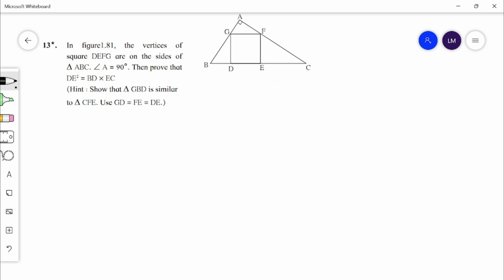In figure 1.81, the vertices of square DEFG are on the sides of triangle ABC. Angle A is equal to 90°. Then prove that DE square is equal to BD into EC. Now hint, here show that triangle GBD is similar to triangle CFE, and you have to use GD is equal to FE is equal to DE. Now solution.